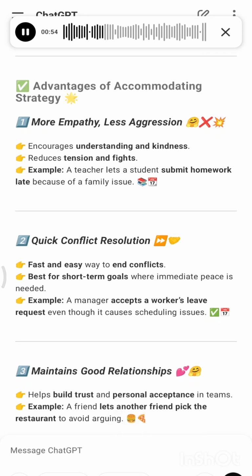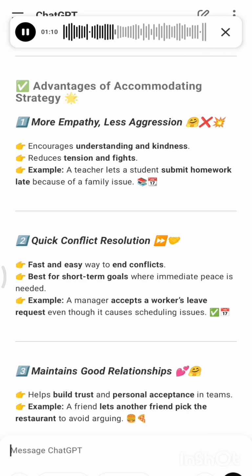2. Quick conflict resolution. A fast and easy way to end conflicts. Best for short-term goals where immediate peace is needed. Example: a manager accepts a worker's leave request even though it causes scheduling issues.